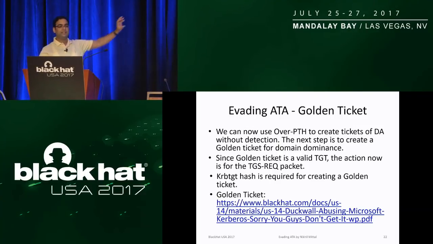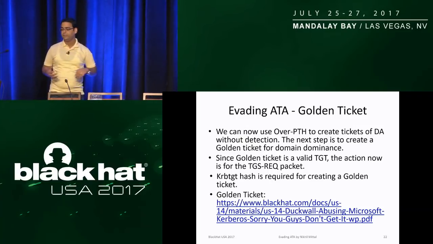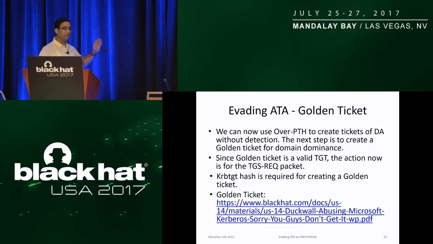Once you have DA access, pull the krbtgt account's hash, come back later on after maybe, let's say, 6 months, create a valid TGT, and access any resource as the domain admin. That's what a golden ticket attack is. It was discussed by Skip Duckwall and Benjamin a couple of years back at Black Hat.